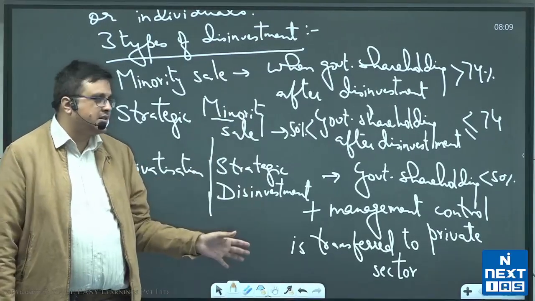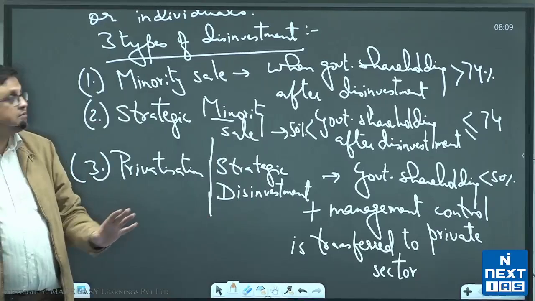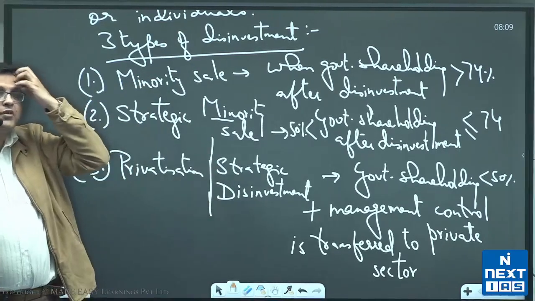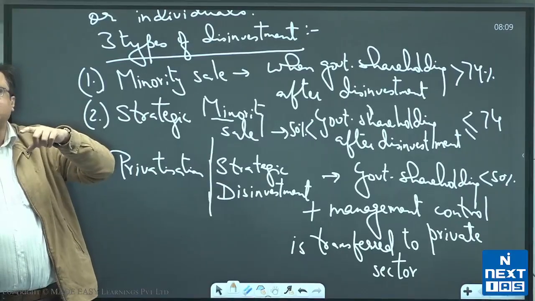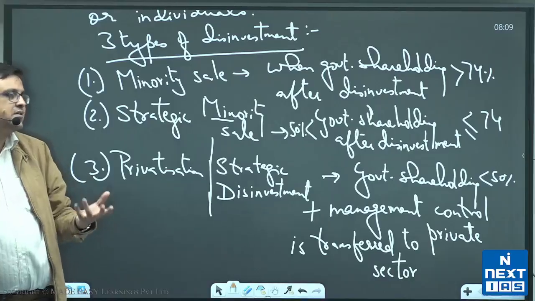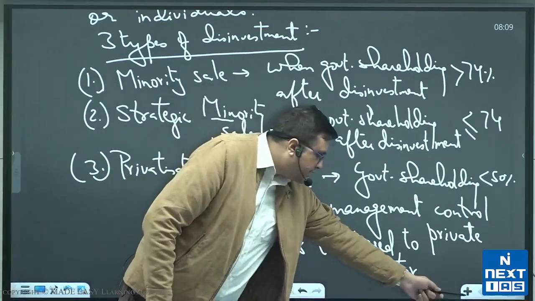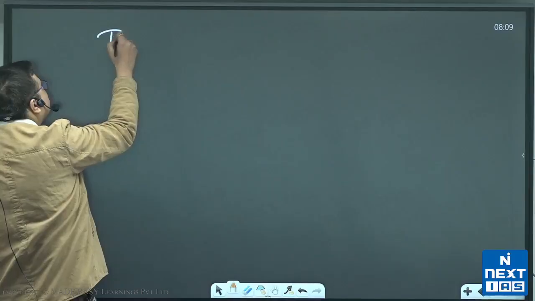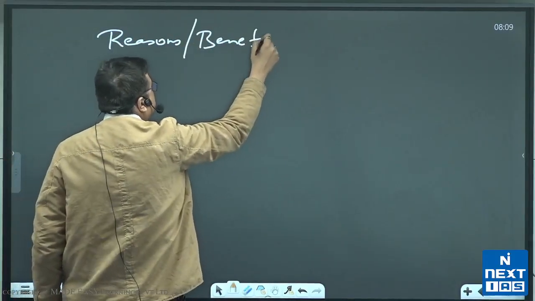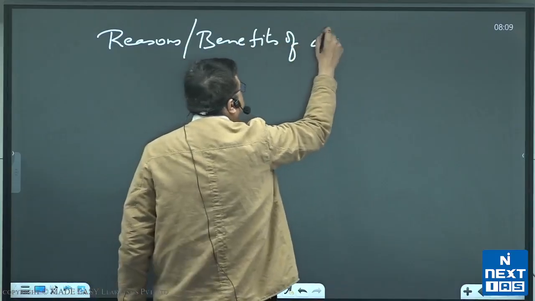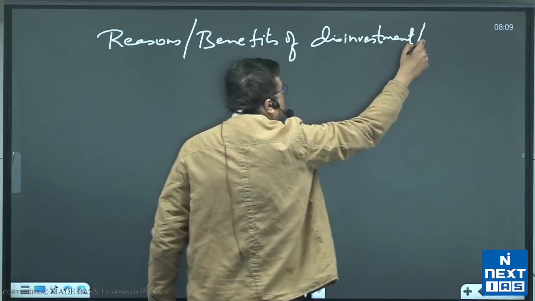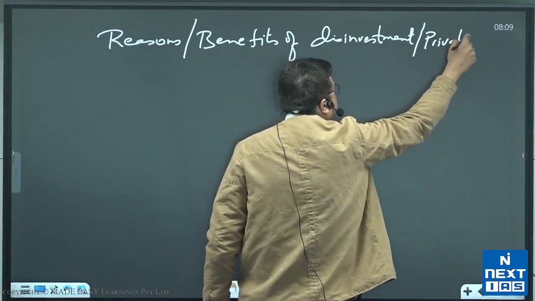Before that, I need to analyze disinvestment for you. So what we are doing is we talk about what is disinvestment, the different types of disinvestment. Now we go into the reasons for disinvestment or benefits of disinvestment. Why do we do disinvestment? What are the reasons? What are the benefits? So we go that side. We talk about reasons or benefits of disinvestment, including privatization.